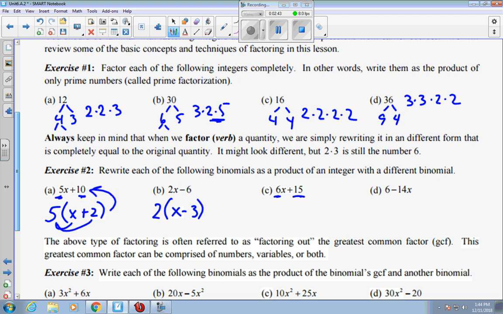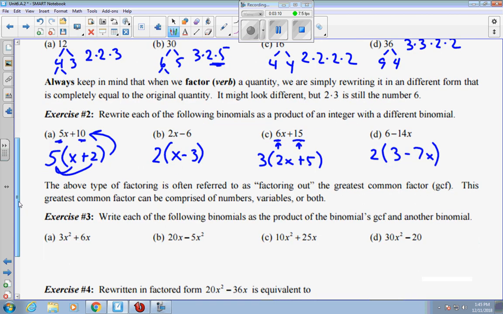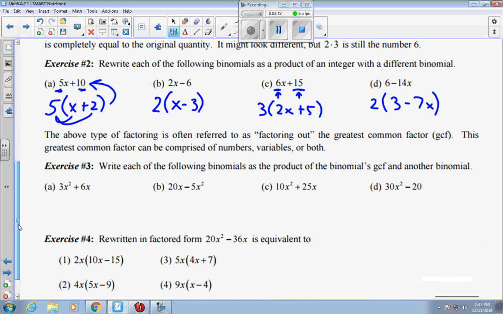We cannot take a 6 out of 15. Remember, we have to take it out of both terms. The most we can take out is a 3. And then I have 2x plus 5. And if they have them mixed up in order, it's not a big deal. Follow the same process. We take out the 2, and we have 3 minus 7x. So that's taking out a GCF, just the numeral part of it.